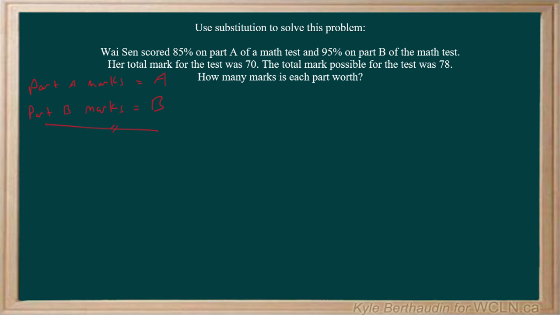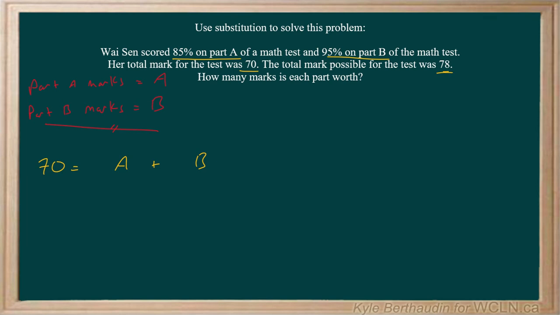So we have to come up with two equations to describe this situation and then use substitution to solve them. One of the equations is going to come from these percentage scores on each part and the total score. We know that her total score was 70, and she had to get some score on part A and on part B to do that. We know it's not 100% because she didn't get 78, but it's some percentage of A and B.